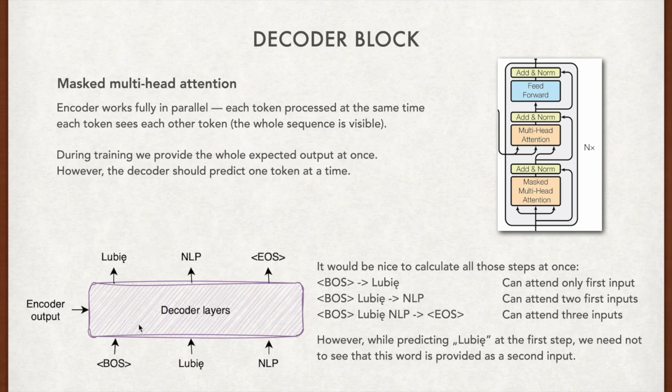At each time step, the decoder should be able to predict the next word given the encoder information and the information about already generated words. At the first step, the decoder might obtain the beginning of sequence token as an input, which should encourage it to produce the most probable first token in the translation, here the word lubię.